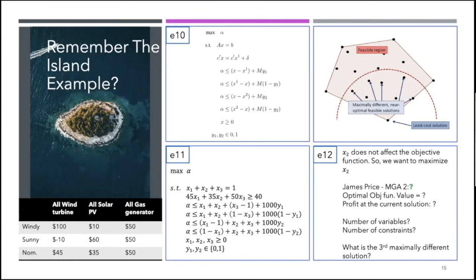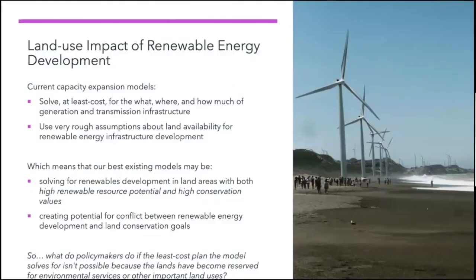Okay. So moving on to a case study that we recently did in the Zero Lab.